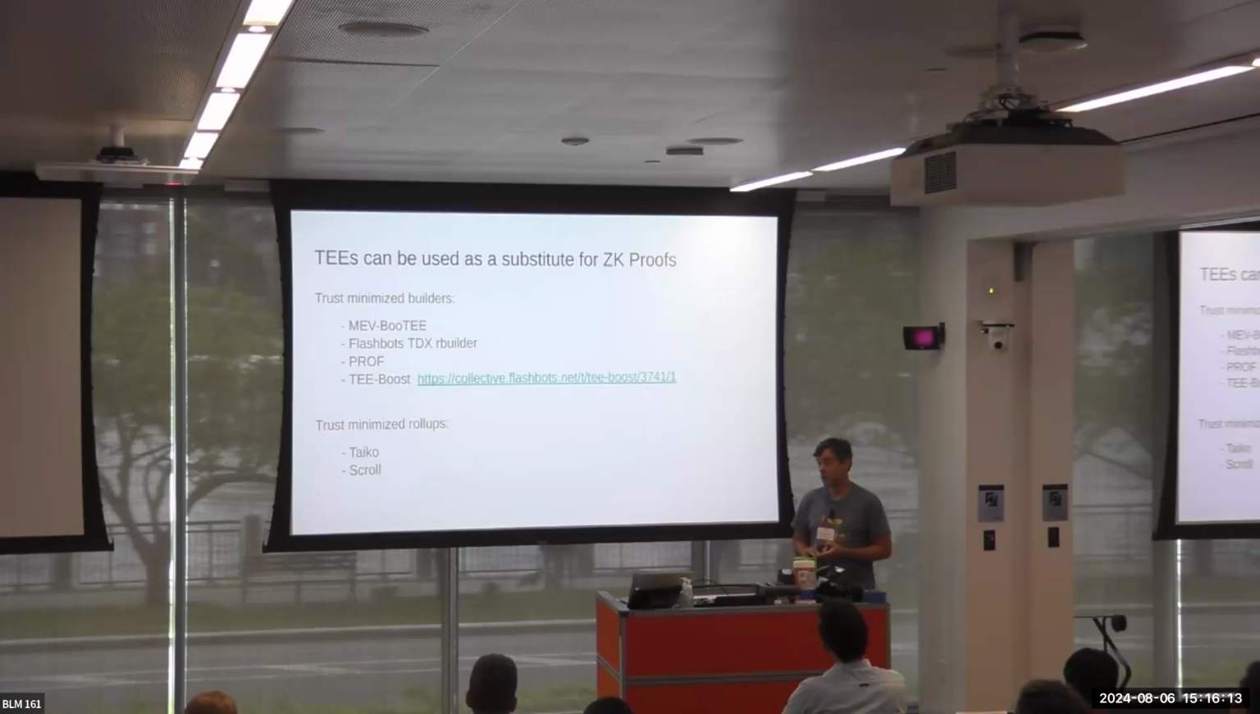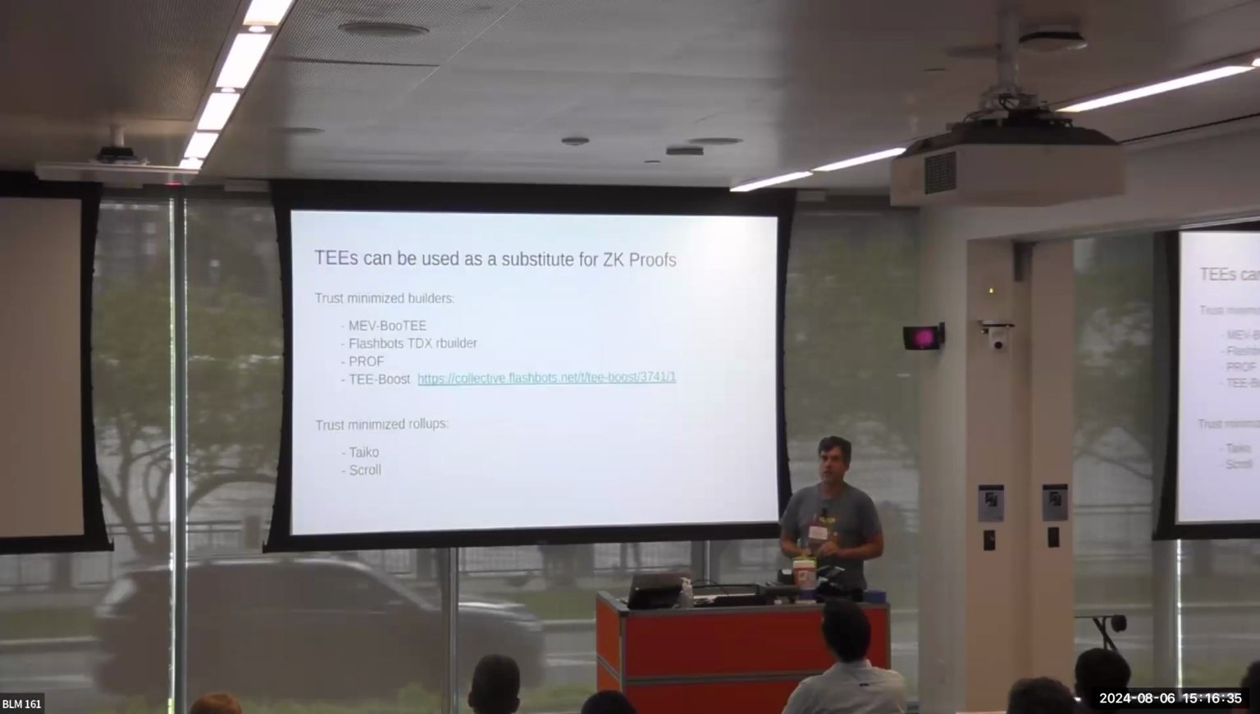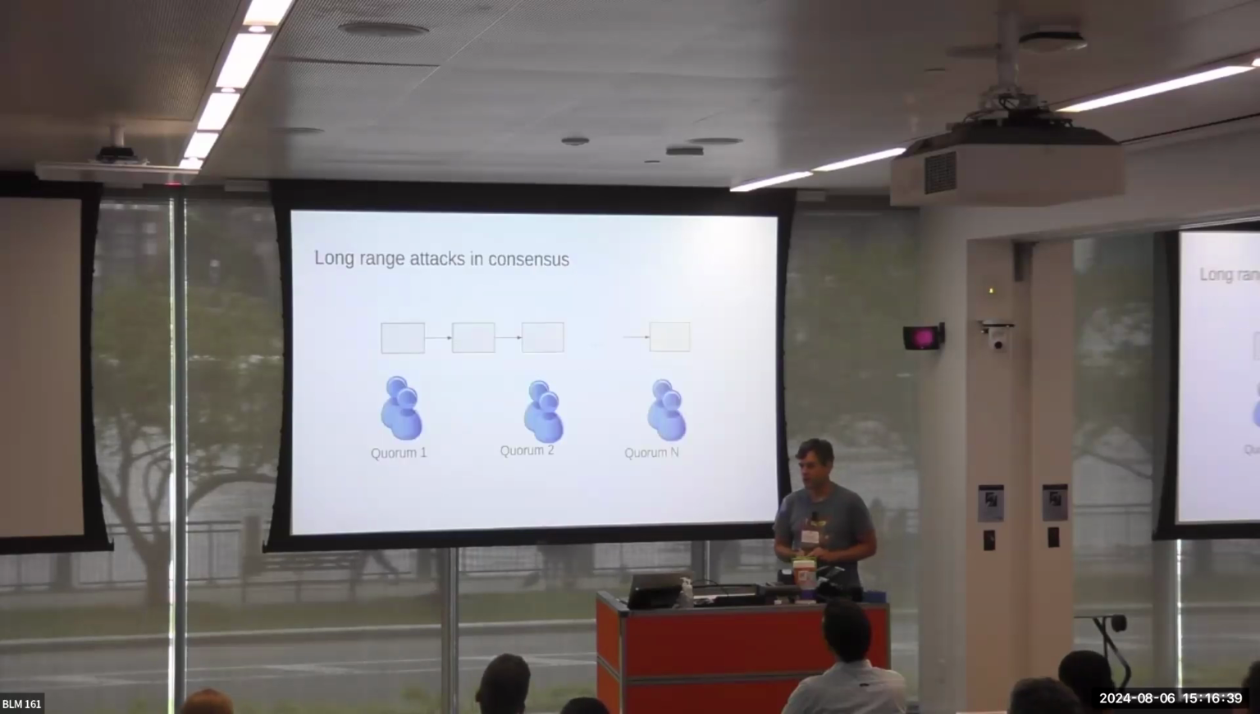So we see this already used in places like builders. There are lots of trust-minimized builders that use trusted hardware to show that they're following some order flow policy. There are now rollups that use trusted hardware, either as an alternative to zero knowledge proofs or in conjunction with zero knowledge proofs for defense in depth. So these are, I think, the well understood applications of trusted hardware, but I want to point out a couple of more surprising consequences. This is the one that I think is the most important.